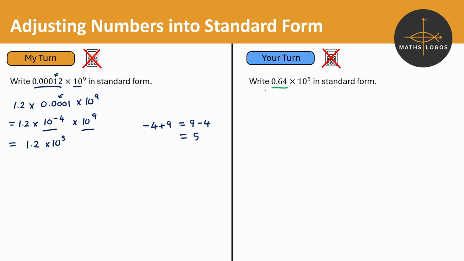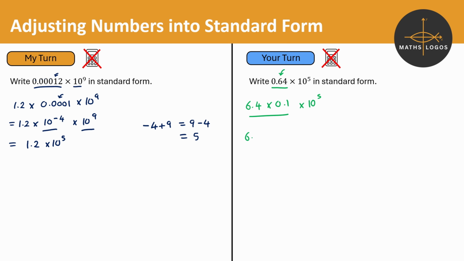Okay, let's turn our 0.64 into standard form. Coefficient is going to be 6.4, and I'd be multiplying it by 0.1. And the reason I know my 1 starts here is because that's where the first digit starts in 0.64. And of course, we're multiplying this by 10 to the power of 5.